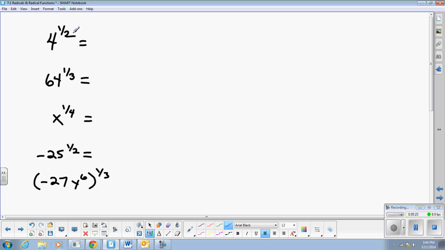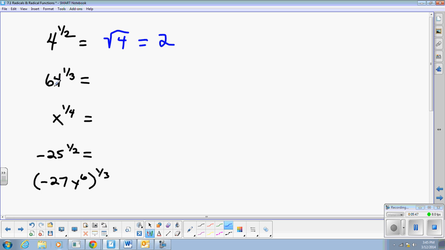All right, if I have 4 to the 1/2 power, what does it mean? If there's a 2 there, that means find the square root of 4. Now, what is the square root of 4? The square root of 4 is 2, so I'll simplify that to 2. 4 to the 1/2 power means find the square root of 4, which means the answer is 2.